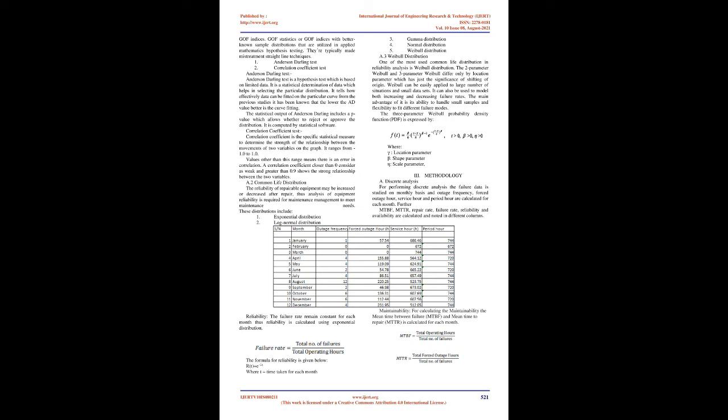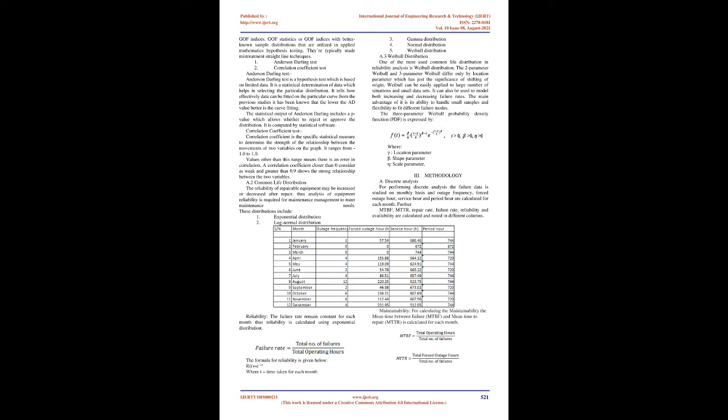Anderson-Darling test. The Anderson-Darling test is a hypothesis test which is based on limited data. It is a statistical determination of data which helps in selecting the particular distribution. It tells how effectively data can be fitted on the particular curve. From previous studies, it is known that the lower the AD value, the better the curve fitting. The statistical output of Anderson-Darling includes a p-value which allows one to reject or approve the distribution. It is computed by statistical software.